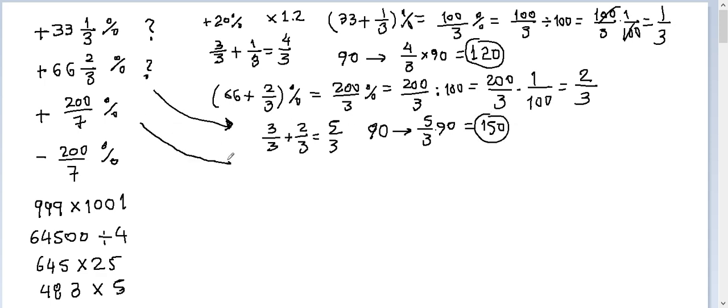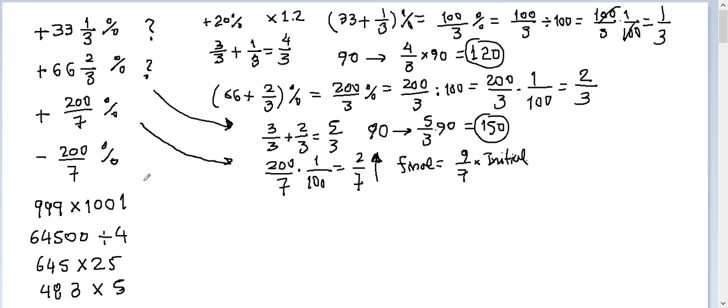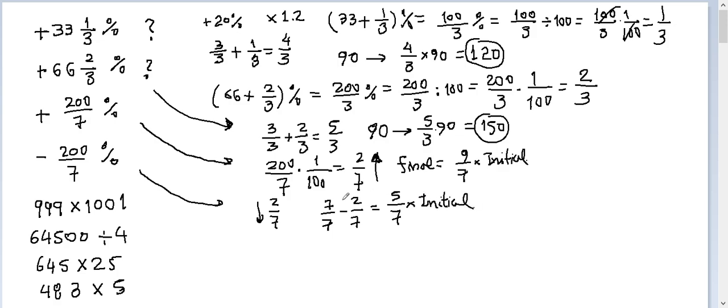Then suppose we have an increase of 200 over 7. Then 200 over 7 divided by 100 is times 1 over 100. This is 2 over 7. So it means that something increases by 2 over 7. So the final amount is 7 plus 2, 9 over 7 times the initial amount. If we have a decrease, it means that it will decrease by 2/7. So if it's 7/7 minus 2/7, it will be 5/7 times the initial amount. I hope you got the idea here.